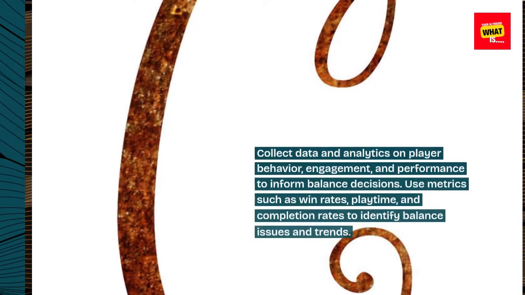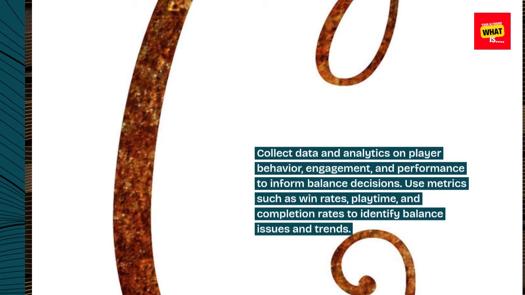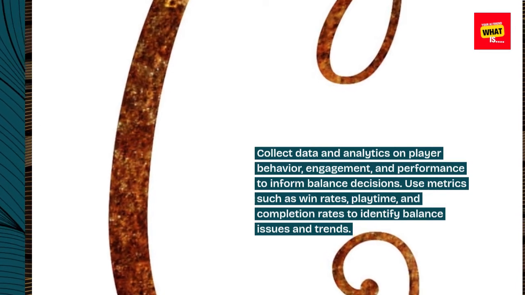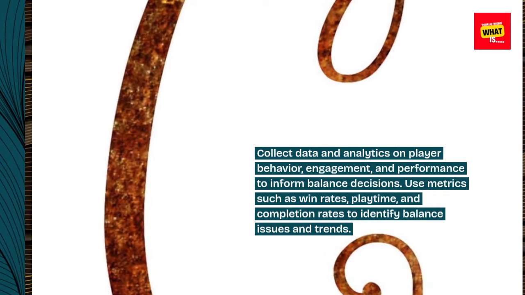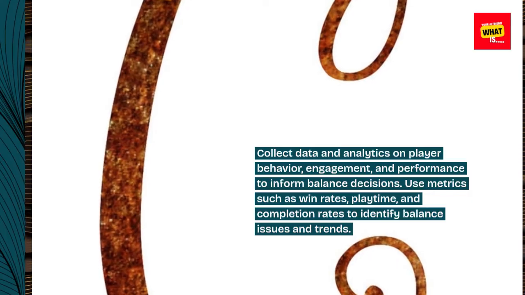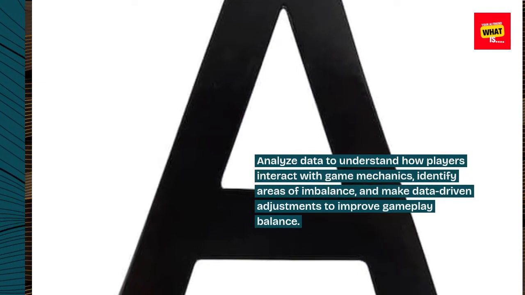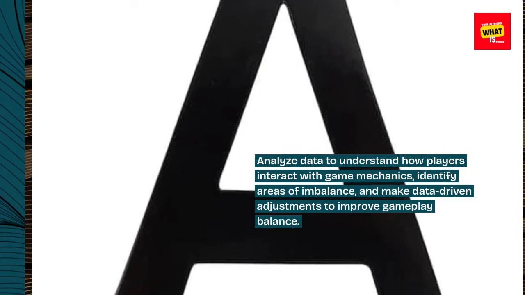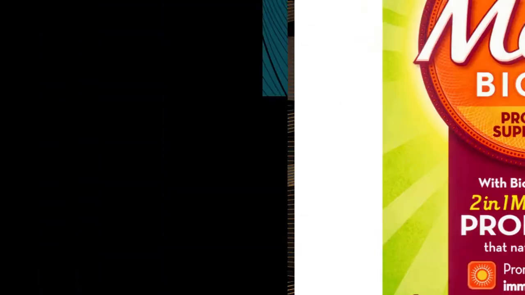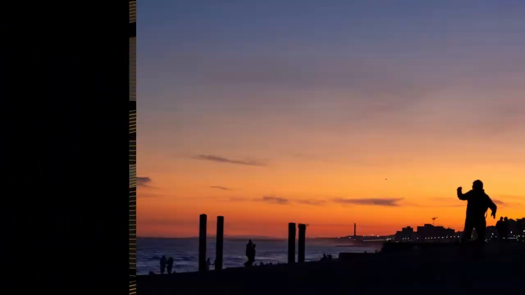Use data and analytics. Collect data and analytics on player behavior, engagement, and performance to inform balanced decisions. Use metrics such as win rates, playtime, and completion rates to identify balance issues and trends. Analyze data to understand how players interact with game mechanics, identify areas of imbalance, and make data-driven adjustments to improve gameplay balance.